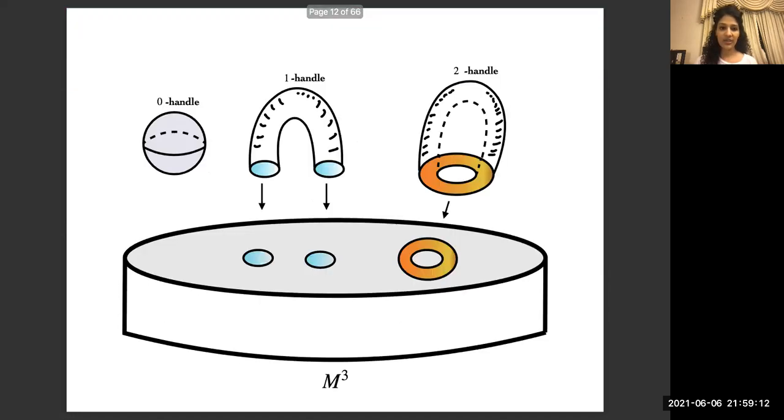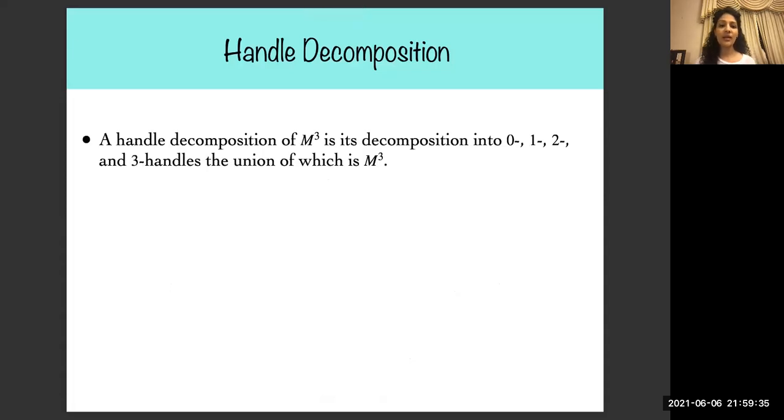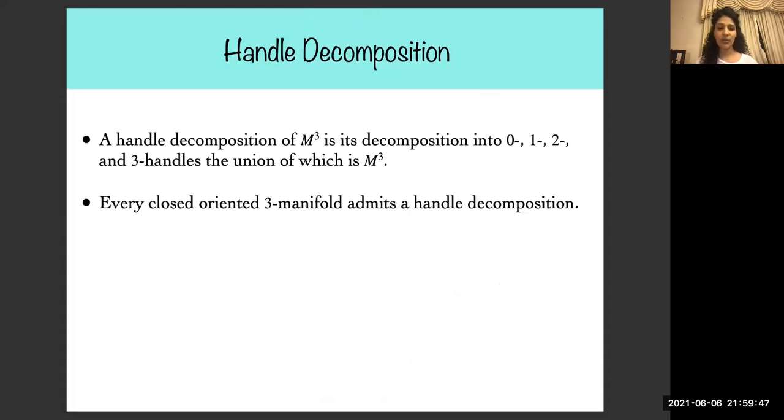So here is an illustration of what handles would look like. A zero handle is just a three-ball that appears out of nowhere. A one handle is a cylinder, which you glue to M3 along the two disk boundary portions. And a two handle is a plate, which you glue to M3 along the annular boundary portion. Okay, so what is a handle decomposition? A handle decomposition of an oriented three-manifold is its decomposition into 0, 1, 2, and 3 handles, and the union of these will give you M3. And a fundamental result in Morse theory says that every closed oriented three-manifold admits a handle decomposition.